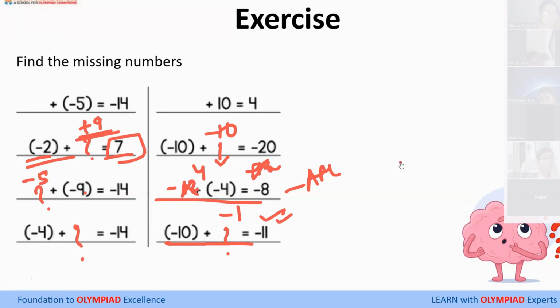Ma'am, can it be positive 18 for the fourth one? Yes, Ishi? Ma'am, positive 18. Sorry, for which one are you answering? Ma'am, fourth one. Okay, positive 18. But positive 18 and a negative 4, that's positive 14 as the answer. Negative 14, Ishi.